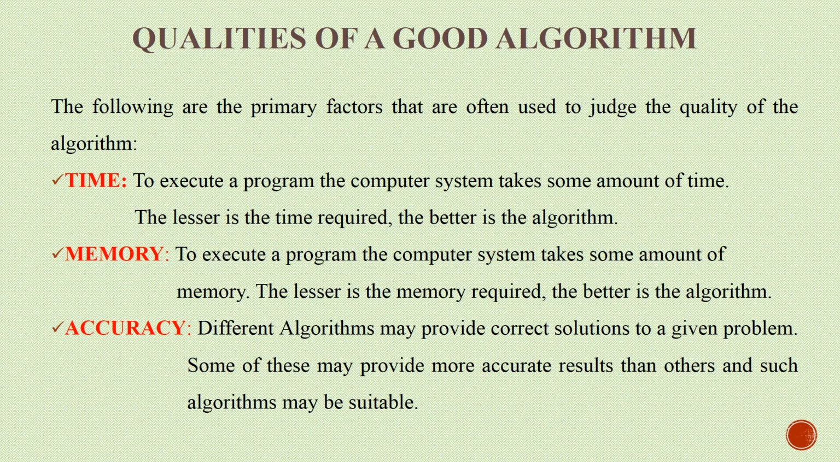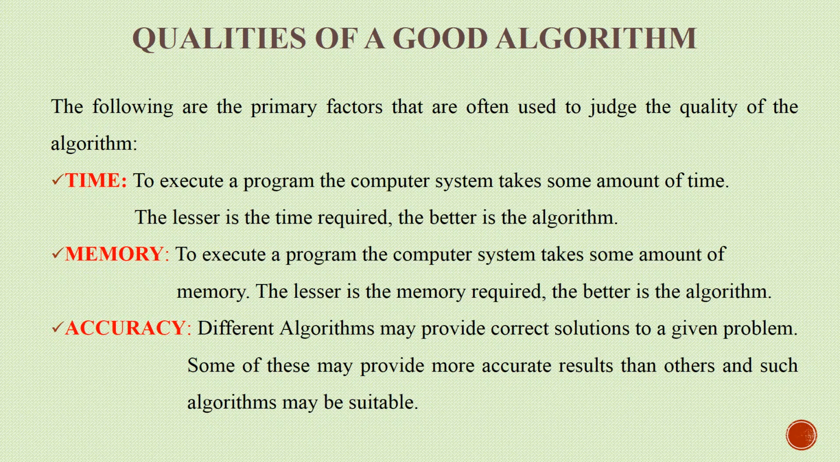Number two, identify how much memory the algorithm is occupying. If it occupies less memory, the better the algorithm. Number three, the third check is to look for its accuracy. Given a problem, there could be more than one algorithm to solve the problem. But please remember and ensure that the algorithm provides you the accurate result and definitely not an approximate result.